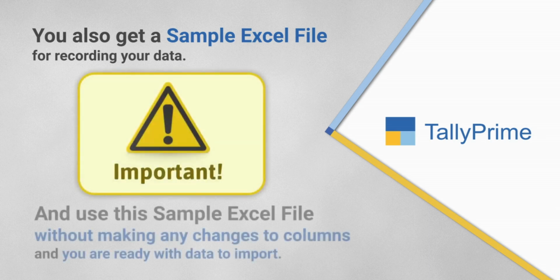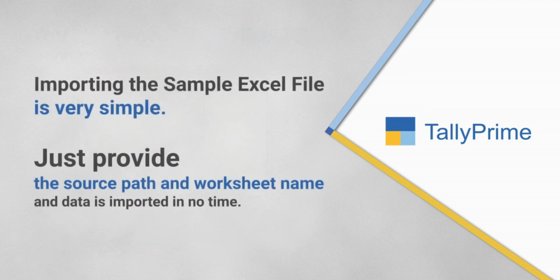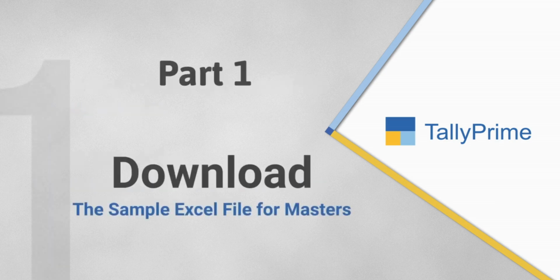You can use these sample Excel files as a starting point for recording masters and transaction details without making any changes to their structure. You can add or remove columns from the sample Excel file, but do not change the field names. Simply specify the source of the sample Excel file and the worksheet name that you want to import data from. First, let's see how to download the sample Excel file for masters.